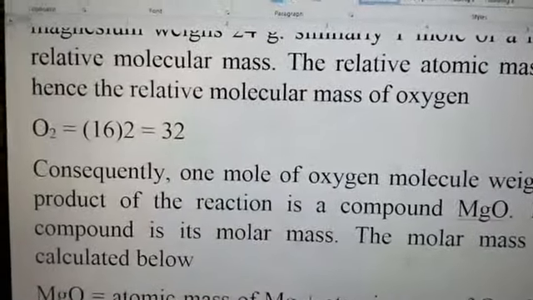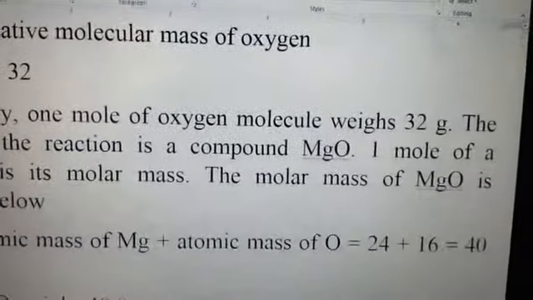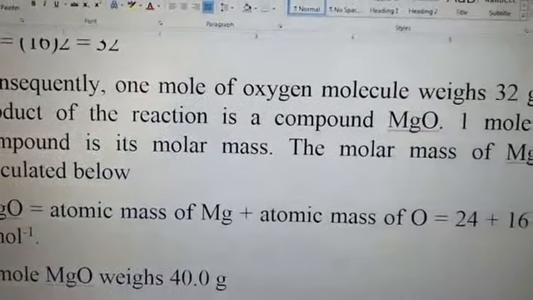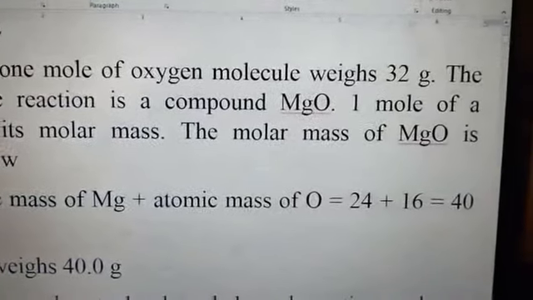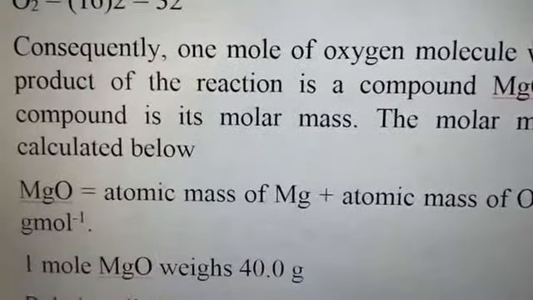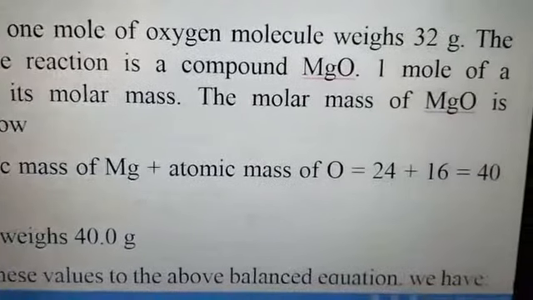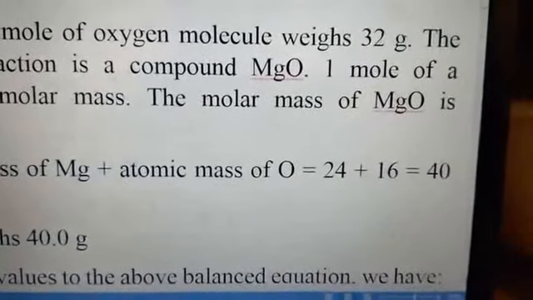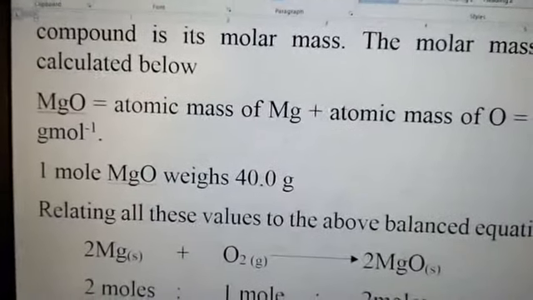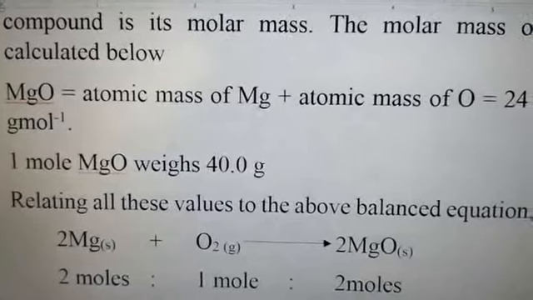The product of the reaction is magnesium oxide, as I explained before. 1 mole of a compound is its molar mass. The molar mass of MgO is obtained below. You get the molar mass by adding the atomic masses: atomic mass of magnesium plus atomic mass of oxygen, which is 24 plus 16, giving us 40 grams per mole. So 1 mole of magnesium oxide is equal to the molar mass, 40 grams.